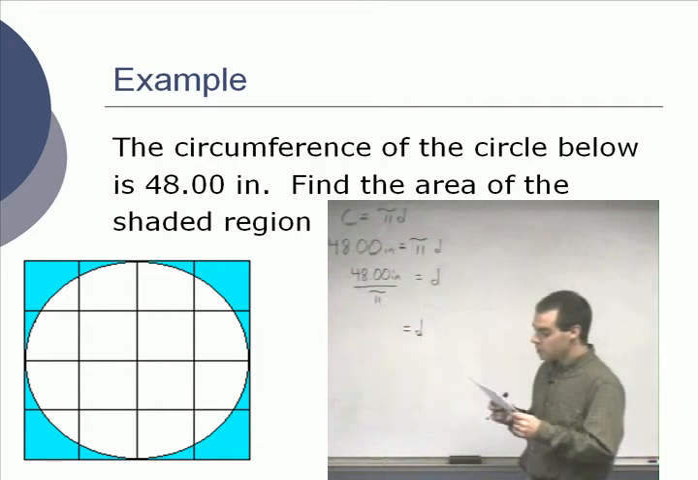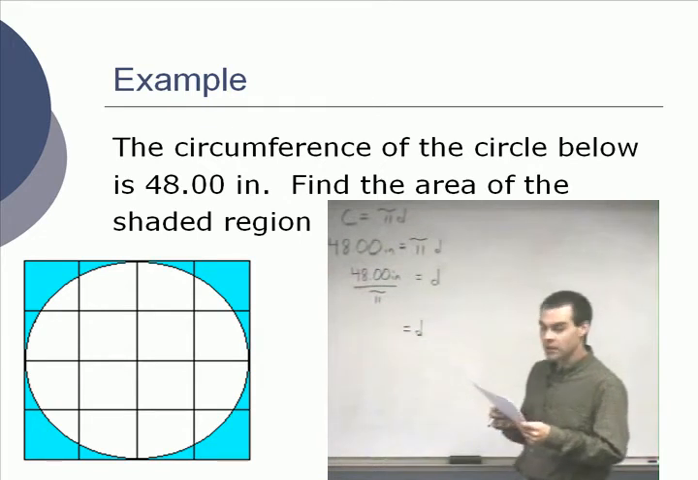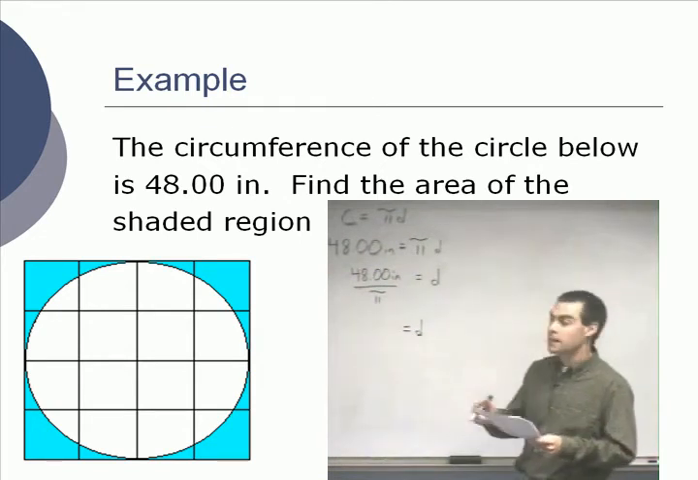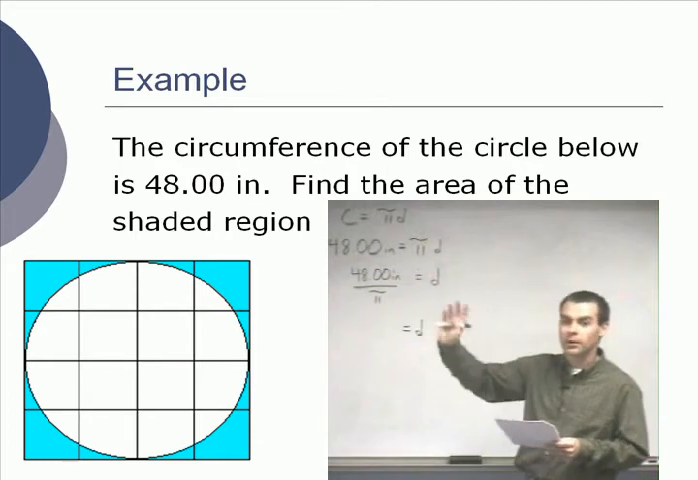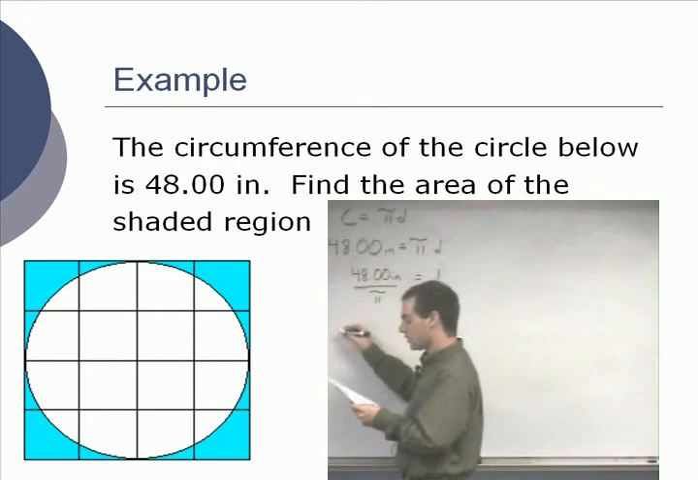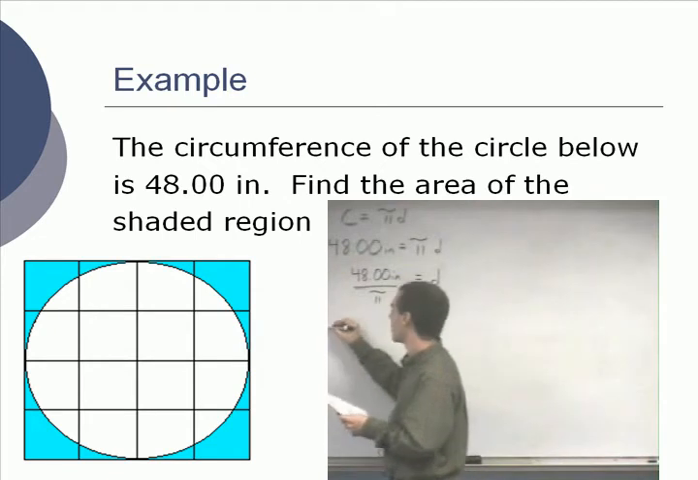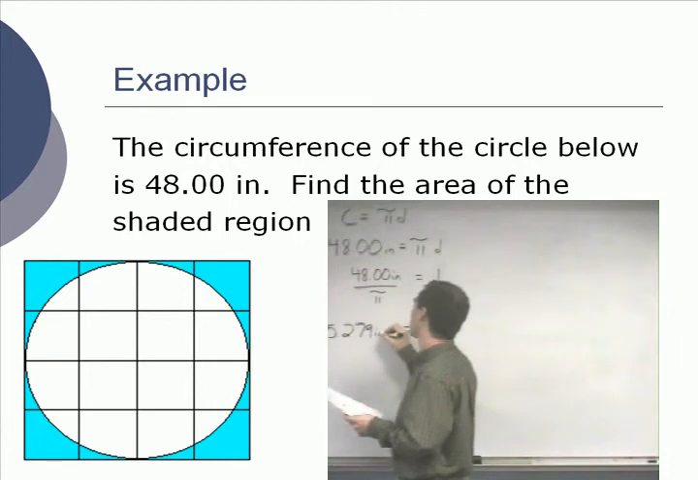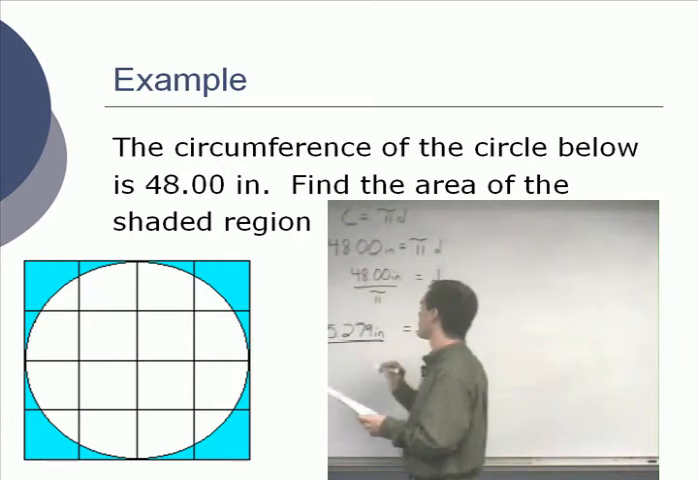And our diameter works out to about 15.279. How does that look? We were originally given 4 sig digs. We're going to leave a few extra. I'm going to leave 5 here while we do our work. We'll round off at the end. 15.279 inches. Okay?